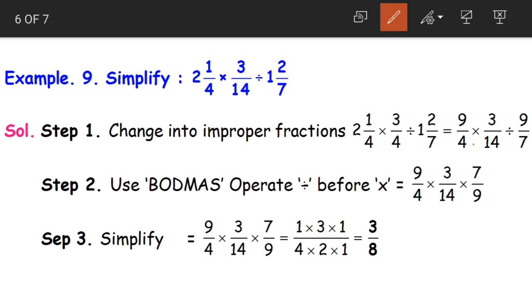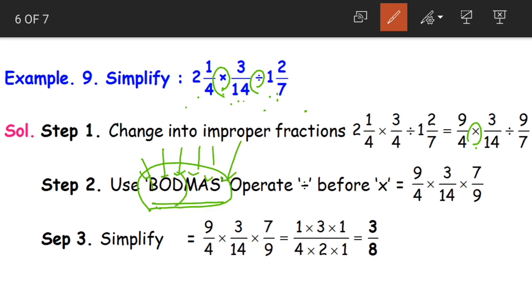The next step would be, we are having a multiplication and then we are having a division here. Now the question arises, first whether we should multiply the fractions and then divide the product, or first divide and then multiply. For this we have BODMAS. BODMAS is an acronym, a short form to remember: Brackets, Of, Division, Multiplication, Addition and Subtraction. D for division, M for multiplication.